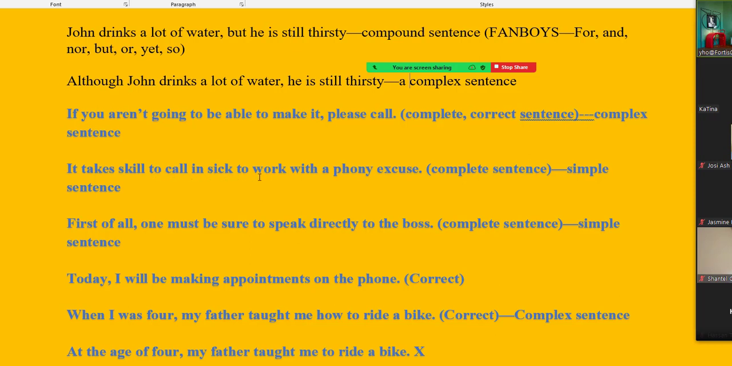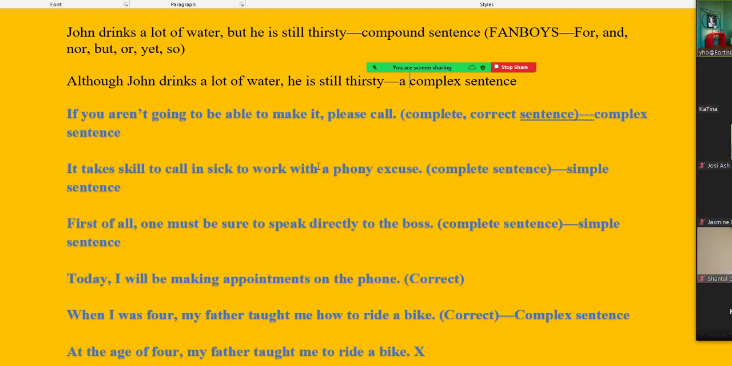It takes skill to call in sick to work with a phony excuse. So this is actually a simple sentence. It takes skill. It is what they call a vague subject. Takes is the verb. The object is this whole thing, which is actually a predicate, but that's a different discussion. All you have to know is that it is an object. And then to call in sick to work is an infinitive phrase, with a phony excuse being a prepositional phrase.